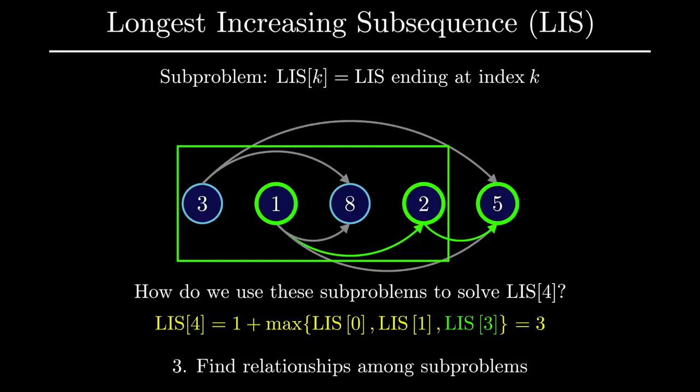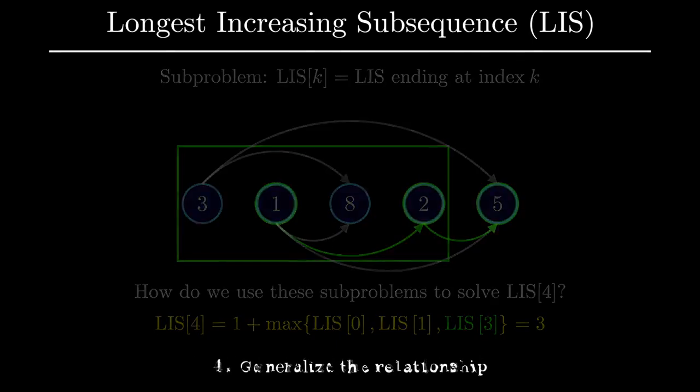And this should intuitively make sense, right? If I want to find the longest increasing subsequence ending at index 4, it does make sense that I would just add 1 to the longest increasing subsequence over all subsequences that eventually arrive at index 4. So once you've found a reasonable relationship among subproblems, we want to then generalize this relationship.